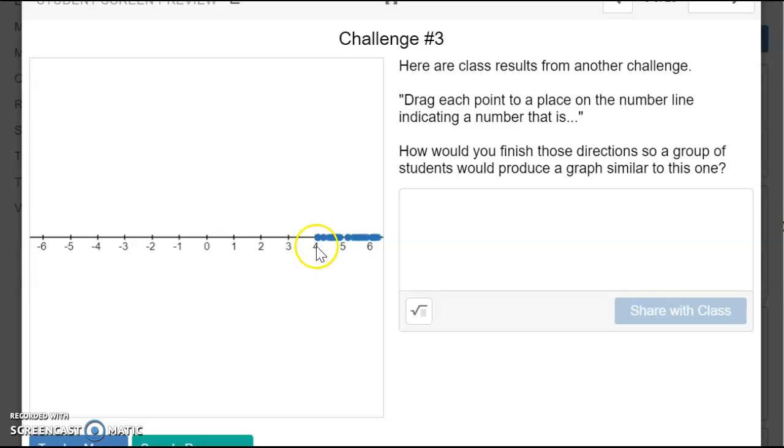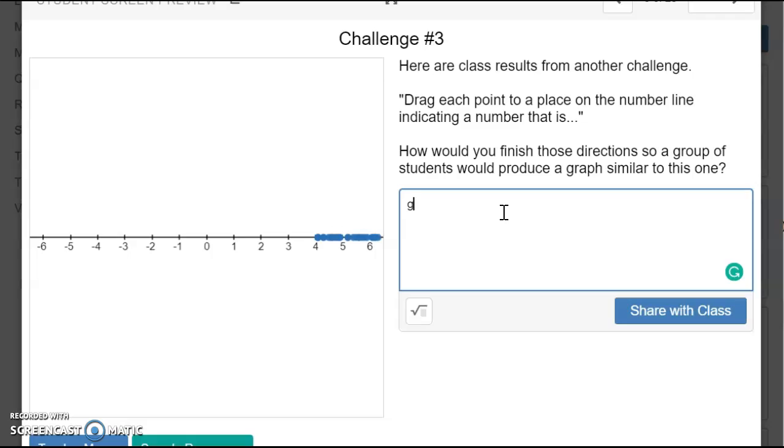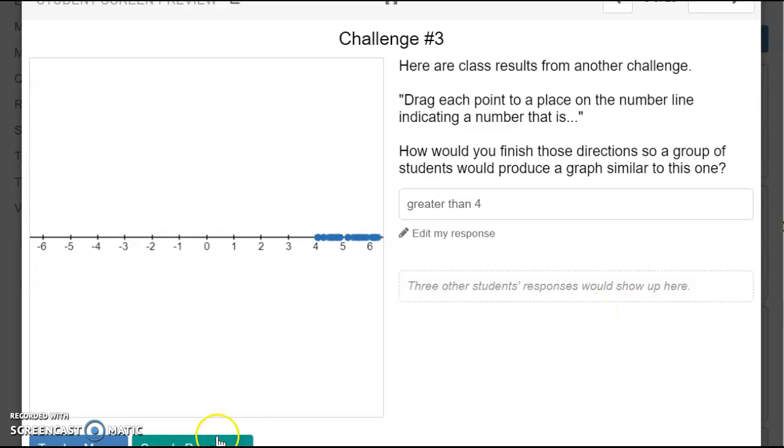What do you think? It looks like all the numbers that are bigger than 4, like a little over 4 and then over 5 and so on and so forth. So the number that is bigger, we can say in inequality terms, greater than. Greater than what number? Greater than 4. I'm thinking that this will be greater than 4, and that's what I'm going to be sharing with my class.